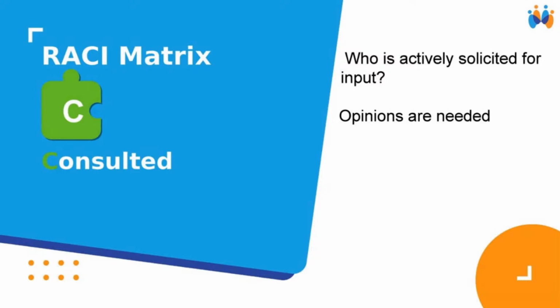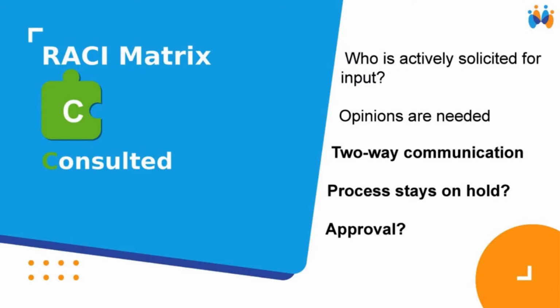The C is the consulted people. So who are the people that will be actively solicited for input, for feedback? Their opinions are needed for that task. So once that task is ongoing, those people will be consulted to make that task to be completed. It's a two-way communication. So let's suppose that the responsible person will send an email to the consulted person, and that person must send back a feedback.